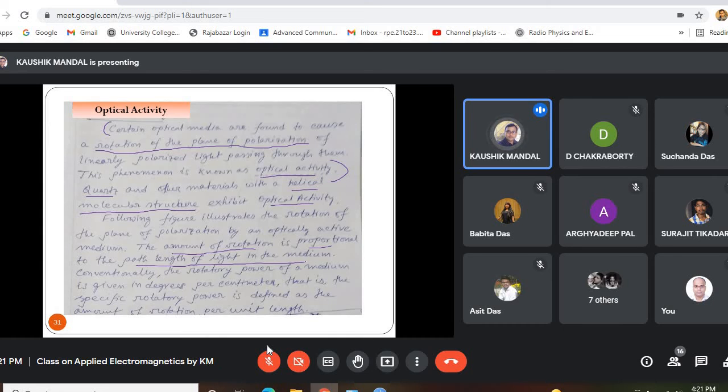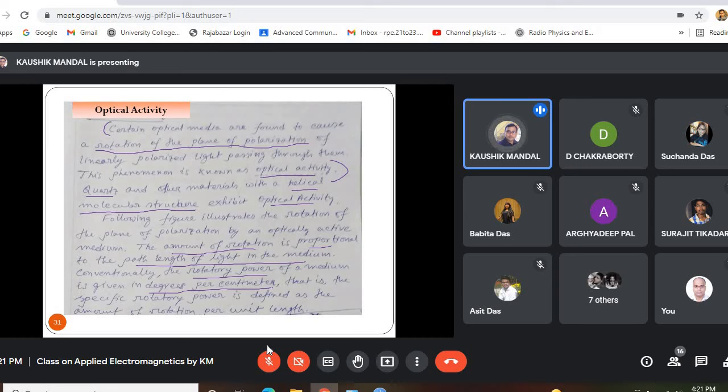Conventionally, this is the rotatory power. Optical activity means the rotation of the plane of polarization. This rotatory power of the corresponding medium can be measured in terms of degree per centimeter, or degree per unit length.